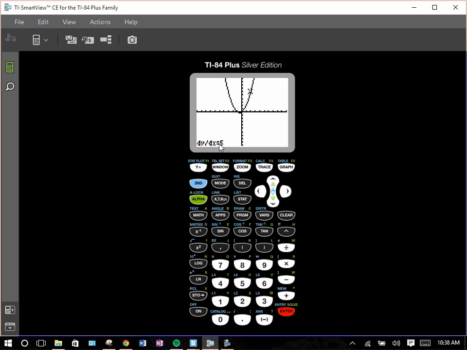Is that or is that not what we decided? So you can do that with anything. No matter what the function is, you type that function in, you hit dy dx, and you type in the point. It will tell you what the slope is at that point.